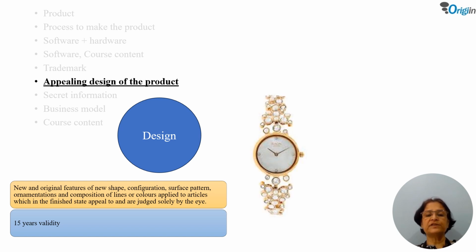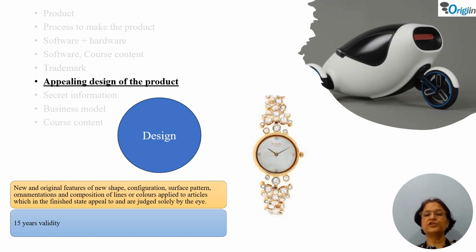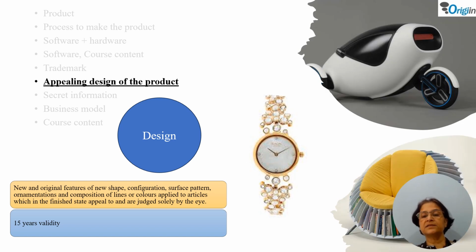Some examples of design are the look and feel of a watch, the look and feel of bikes or chairs, so any product for that matter wherein there is a beautiful design, you can think of registering it in the form of design. We have a design office in Kolkata in India, and design also is country specific. You have to register your design separately in each country wherever you want protection.